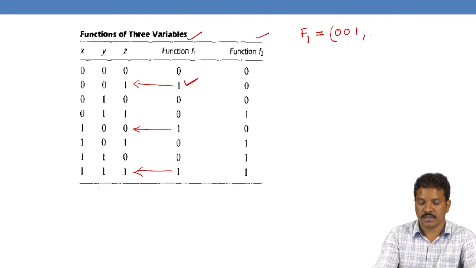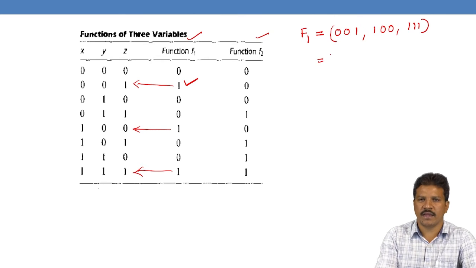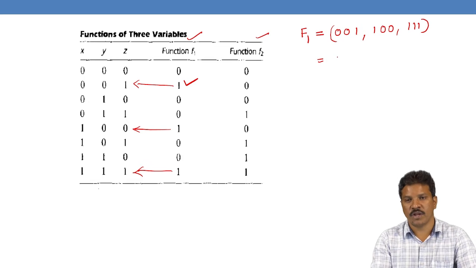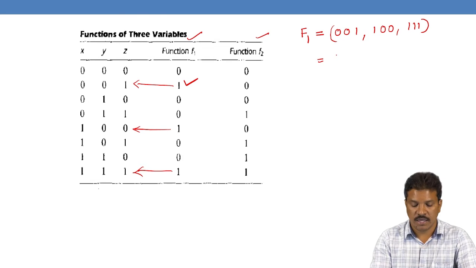Another minterm is 1, 0, 0, 0, 0. Another minterm is 1, 1, 1. So these are the Boolean input binary values. Its corresponding representation of the Boolean function is a minterm representation.